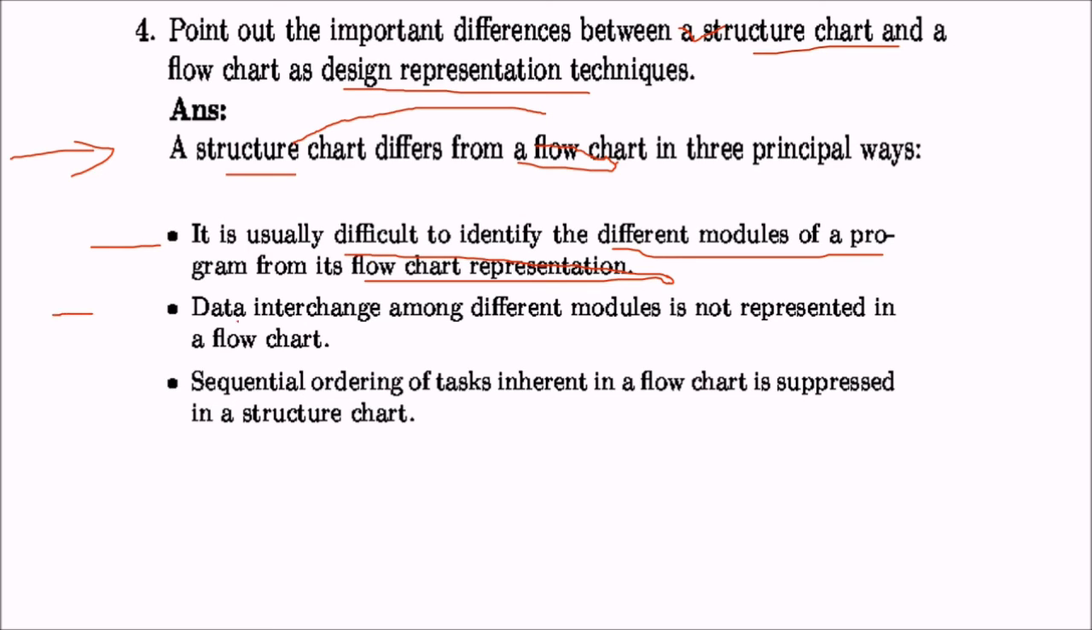The second is the data interchange among different modules. They are also not represented by flowchart. Flowchart doesn't cater to this. Flowchart cannot represent the data interchange between modules at all. Third is sequential ordering of tasks. The sequential ordering of tasks which is inherent in flowchart is rather suppressed in the structure chart, because flowchart is nothing but the sequential ordering of tasks only, control flow only.